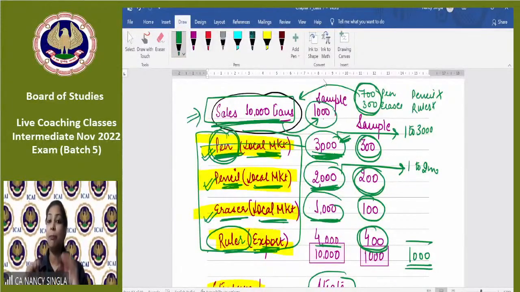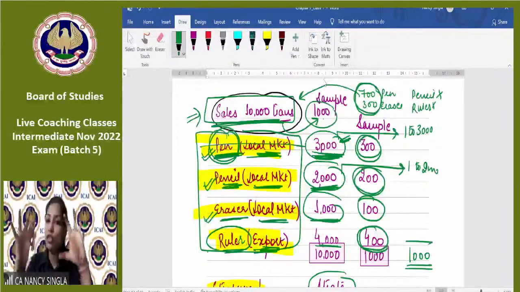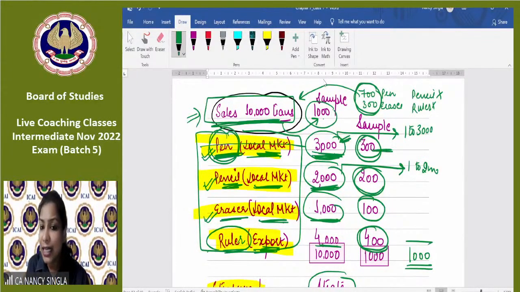1,000 sample is there, but now it is what? Stratified. It represents the population in a better way. It truly represents the population. Why? Because the 10,000 consists of all these 4 items, and now my sample consists of all these 4 items. Now, whatever result I get on this sample related to pen, I will project it on my population related to pen only.